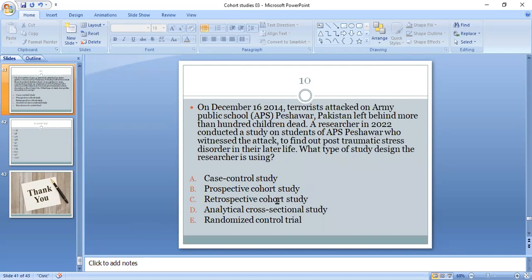Yes, it is a retrospective cohort study because both the exposure, that is the effects of the terrorist attack, and the outcome, that is the post-traumatic stress disorder, had already occurred when the investigation started. The investigator goes into the past to check the reports and find out the association of the terrorist attack and the development of post-traumatic stress disorder. So this is a retrospective cohort study.